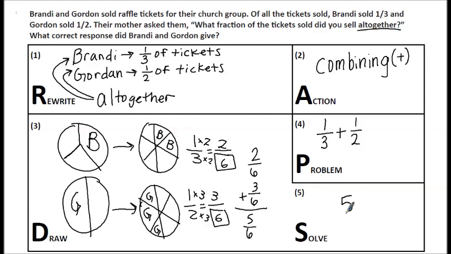So I would want to take 2/6 plus 3/6 now that I found common denominators, and I see that that's going to give me 5/6. And count the pieces. Brandy has 2 pieces that are the same size, and Gordon has 3 pieces. So altogether we have 5/6, and there is no mixed number or whole number equivalent to 5/6.